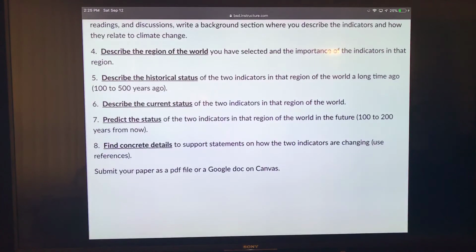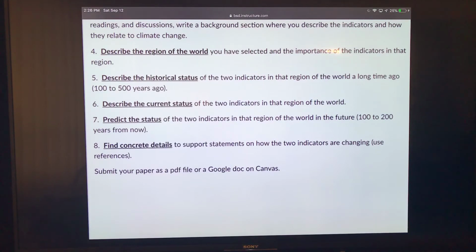Next, and you could be working on this maybe over the weekend to next week, is describe the historical status. So I want to go back and look at how has sea level changed around Germany, and how have wildfires and forests changed around Germany in the last 100 to 500 years.